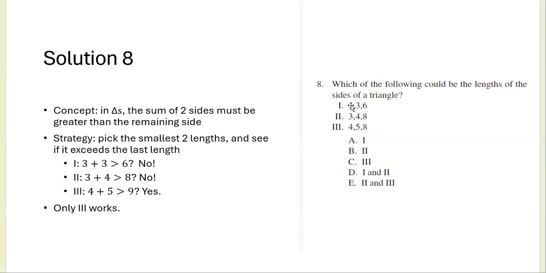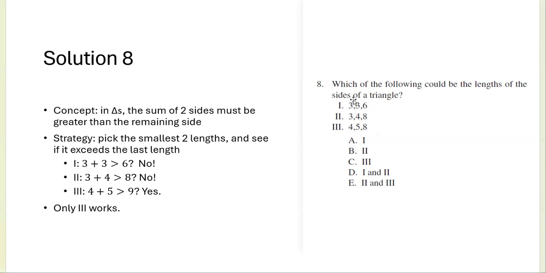Because if we don't pick the smallest two, the sum will for sure exceed the side we didn't pick. Okay, you can try that on your own to convince yourself, but if not, you just believe me for now.